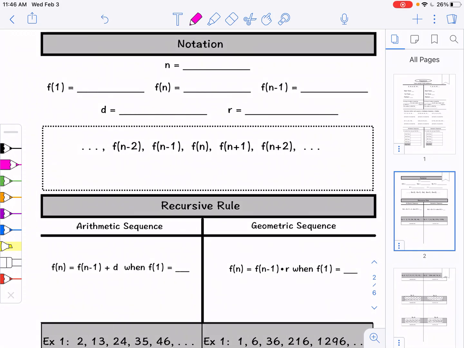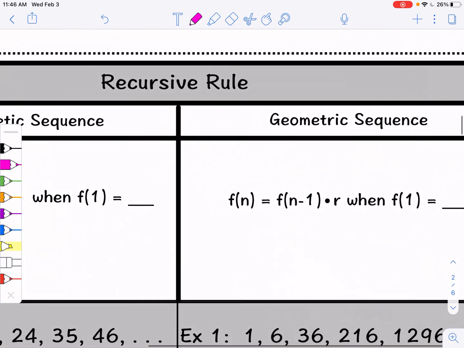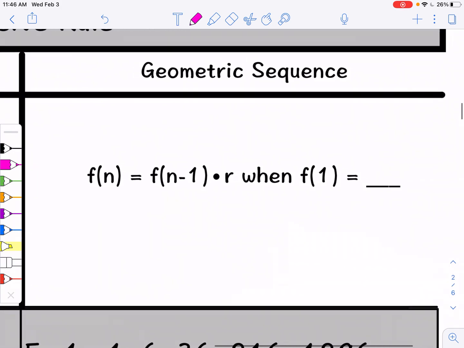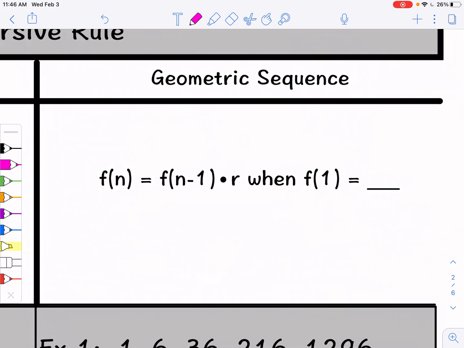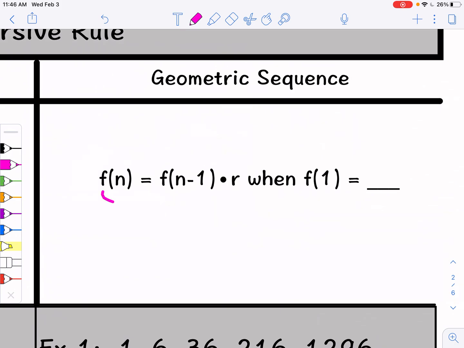Welcome back. We're going to look at recursive rules for geometric sequences, and it's going to be very similar to what we did the other day with arithmetic sequences. So to review what this means, f of n equals f of n minus 1 times r. If you notice, everything looks the same except there's a times r instead of a plus d.